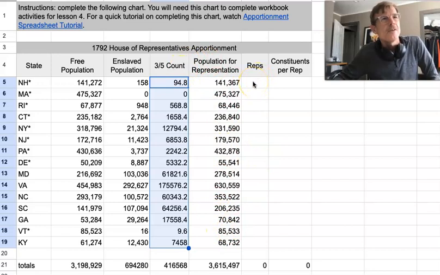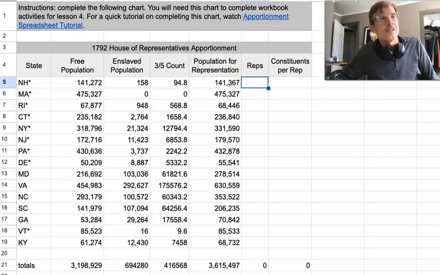Okay, so now you need to know how many representatives each state got. And for this you have to know a little bit about history. Basically, in 1790, each state got one representative for every 33,000 people. And it had to be 33,000; if they got close, it was still rounded down. But anyway, so we're going to do the formula there.